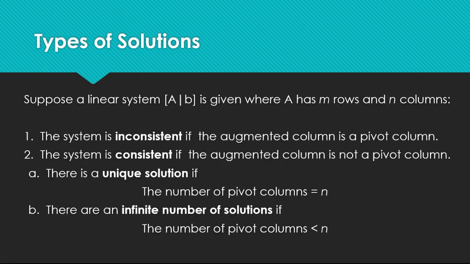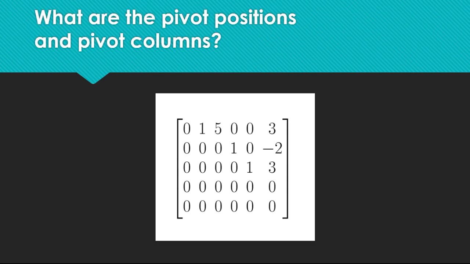Now, the type of solutions. If the number of pivot columns is equal to the number of columns in the coefficient matrix, then the system will have a unique solution. If the number of pivot columns is less than the number of columns in the coefficient matrix of the system, then the system will have infinitely many solutions.